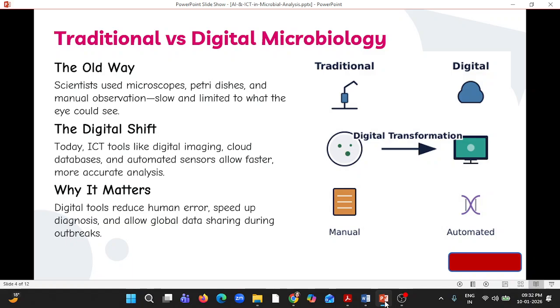This shift from traditional to digital microbiology matters. Digital microbiology reduces the human error, speeds up the diagnosis, and improves accuracy in identifying pathogens. It enables the real-time data sharing across laboratories and countries, which is crucial during the disease outbreaks and pandemics. Overall, the digital tools enhance efficiency, support evidence-based decisions, and strengthen the global public health responses.